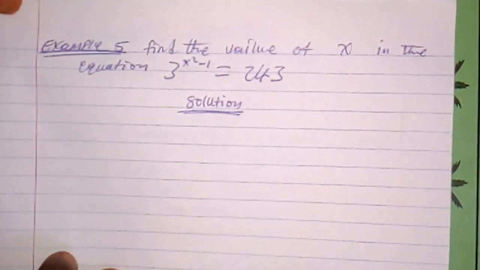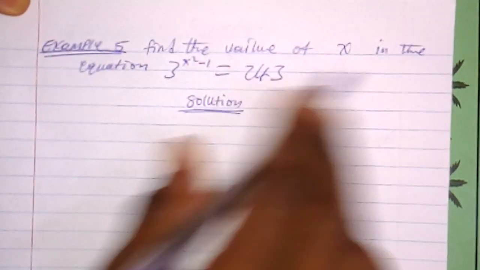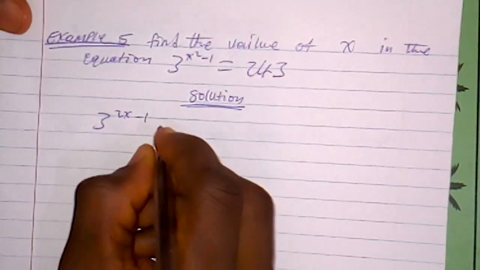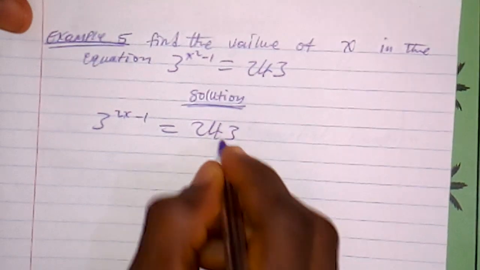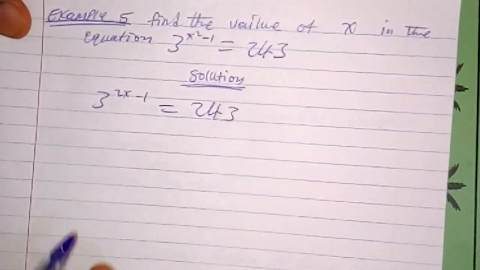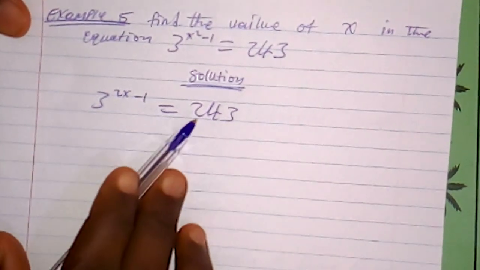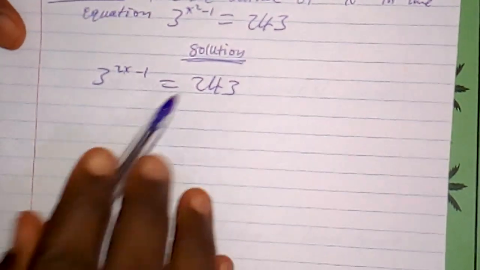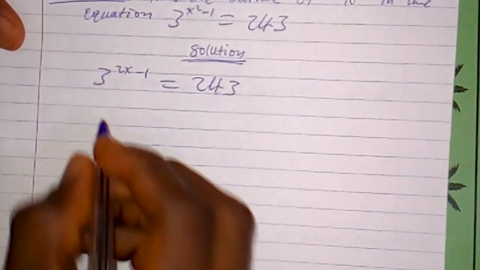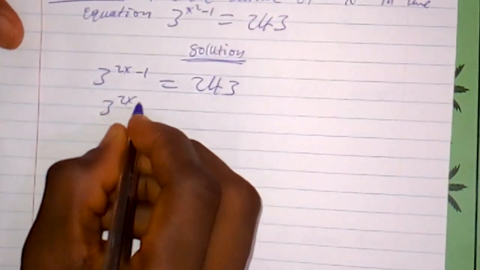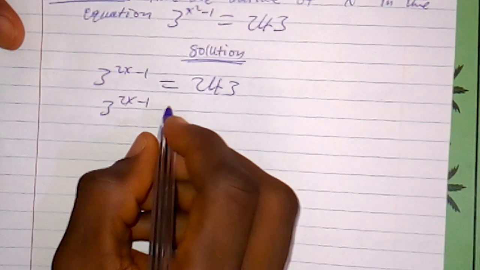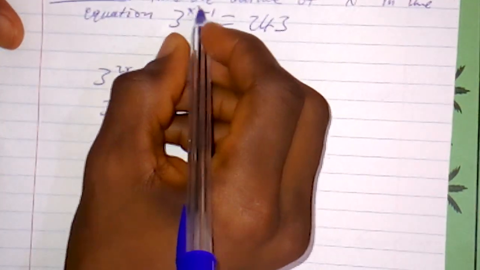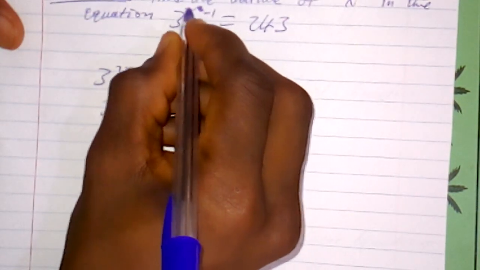Now we proceed to example 5. Find the value of x in the equation. What is the equation? 3 raised to the power 2x minus 1 equals to 243, right? What are the bases here? The bases are 3 and 243, right? Now proceed. We try to simplify 243. So 3 raised to the power 2x minus 1, right?